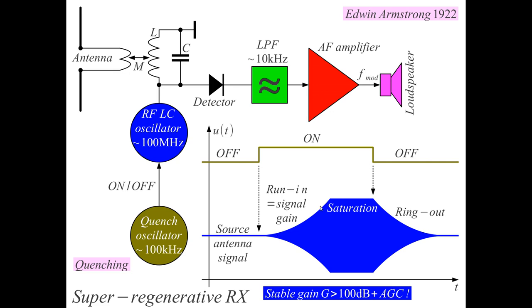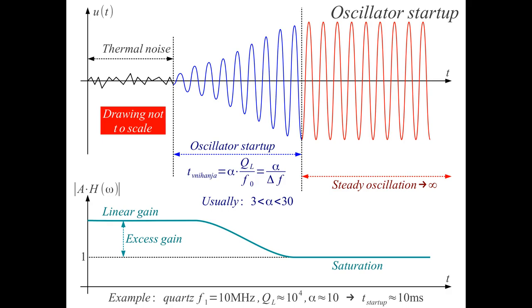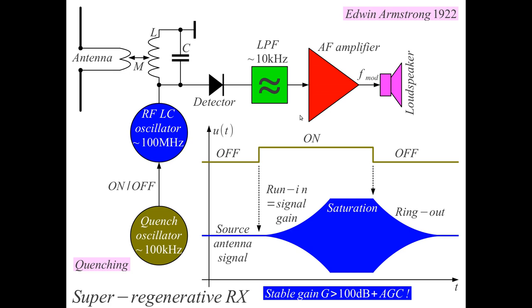For us, it's important because this super-regenerative receiver is an immediate application of the oscillator startup. It uses this physical effect to design directly our receiver. Of course, during this startup, this is actually amplified noise, and the output of this oscillator is very noisy as long as we do not reach saturation. So here we have a problem. The oscillator used in a super-regenerative receiver, quenching off and on and off and on, is actually a very noisy oscillator.